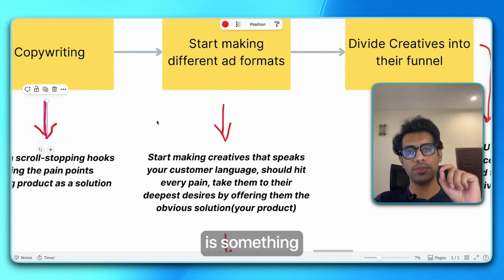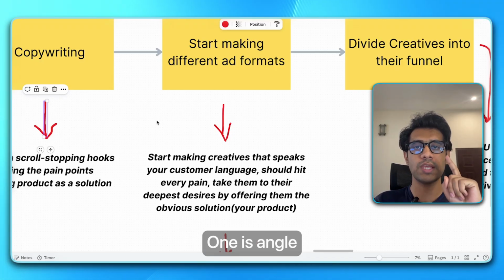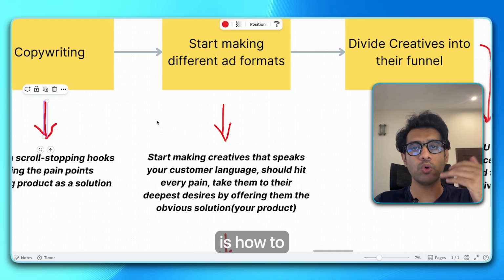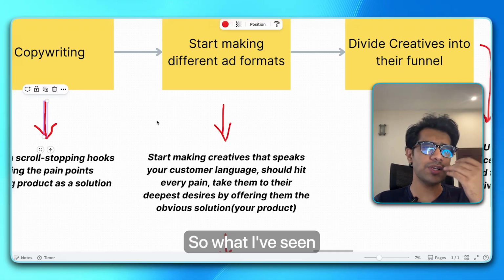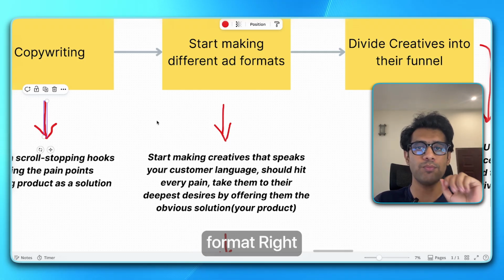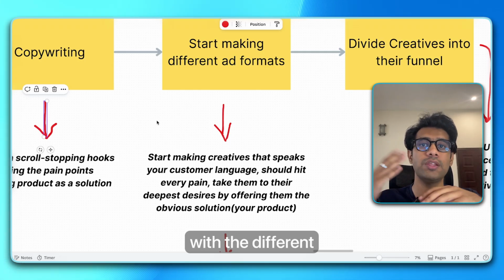Here is something that nobody tells you: the creative has two variables, right? One is angle and one is format. Angle is what to say and format is how to say it, right? What I've seen is that most brands start testing different angles with the same format, right? So what you have to do is start testing different angles with different formats.